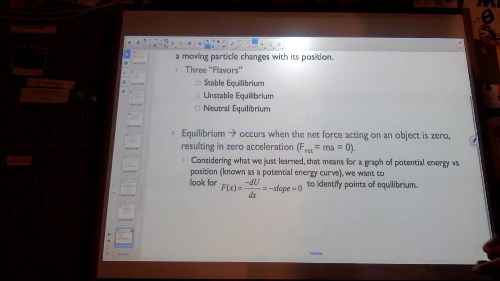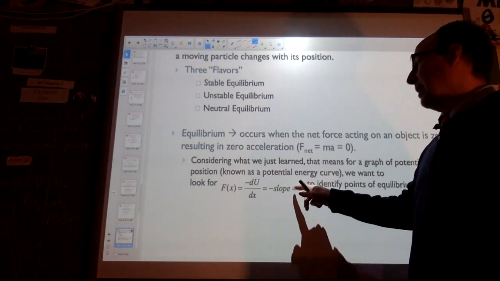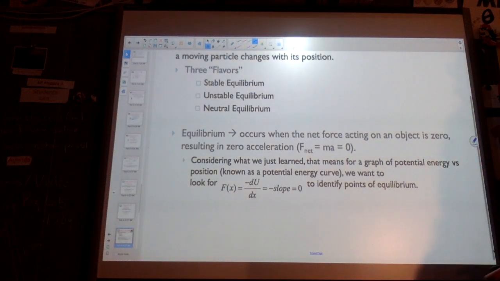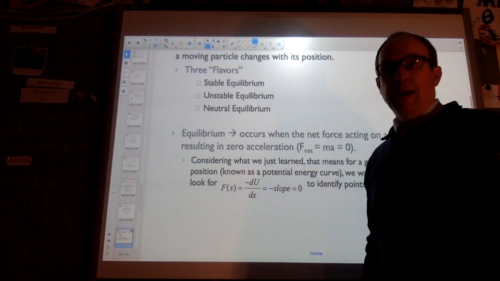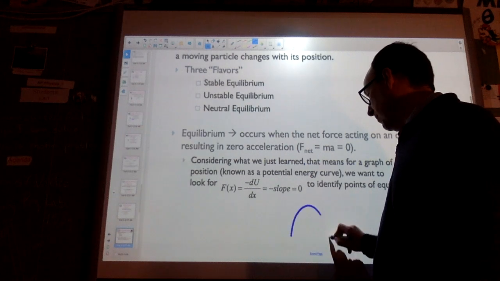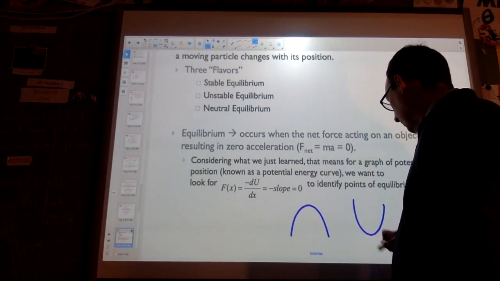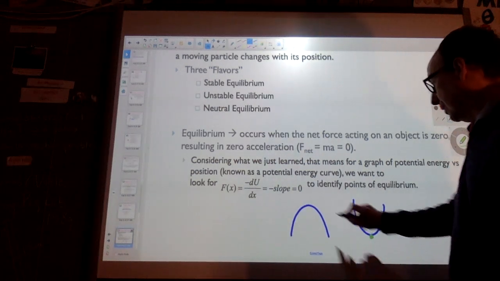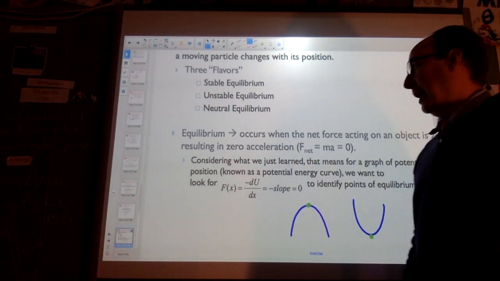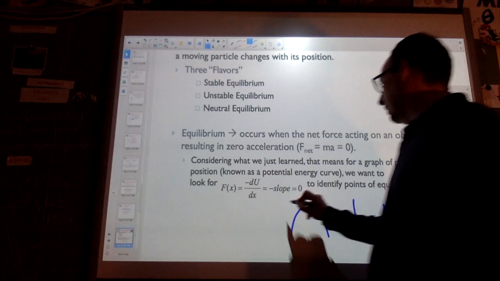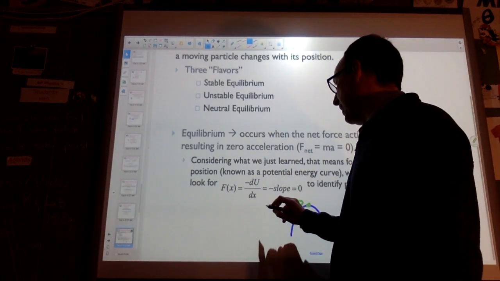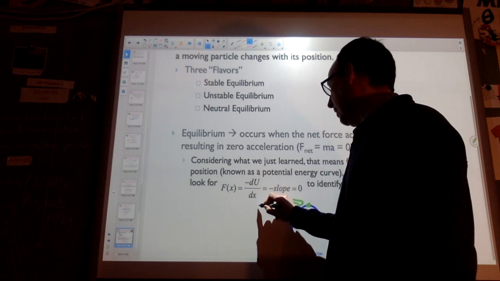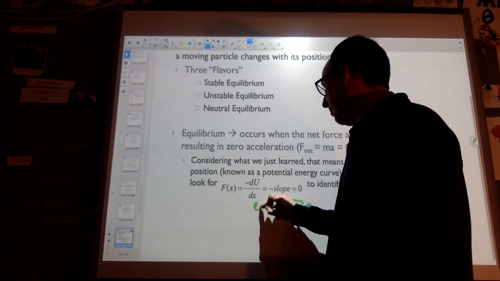The points of equilibrium are going to be where our graph has a slope of 0. So where is our graph going to have a slope of 0? We know that this happens at points like that. So this would be our equilibrium points.